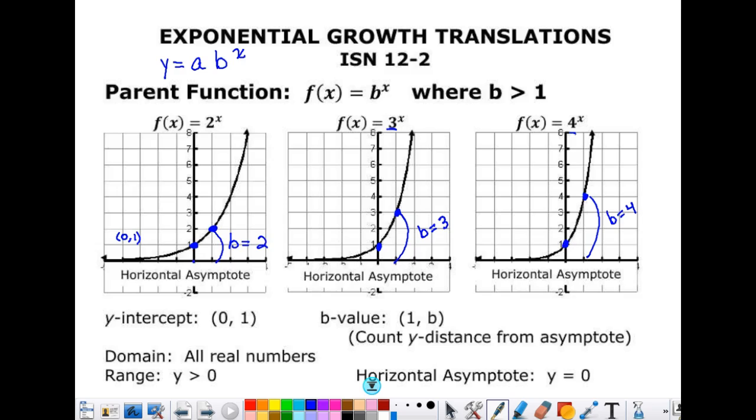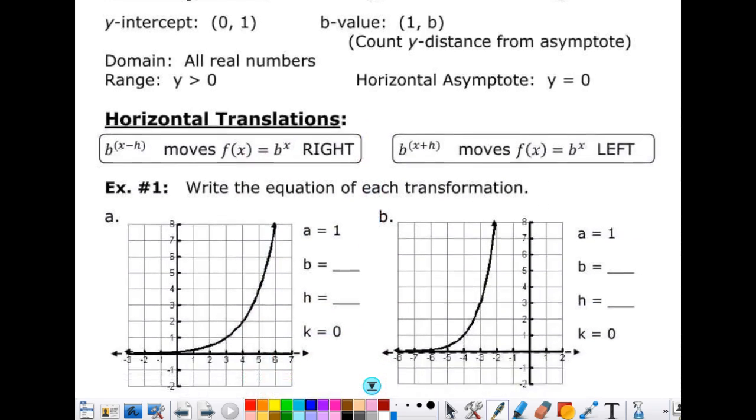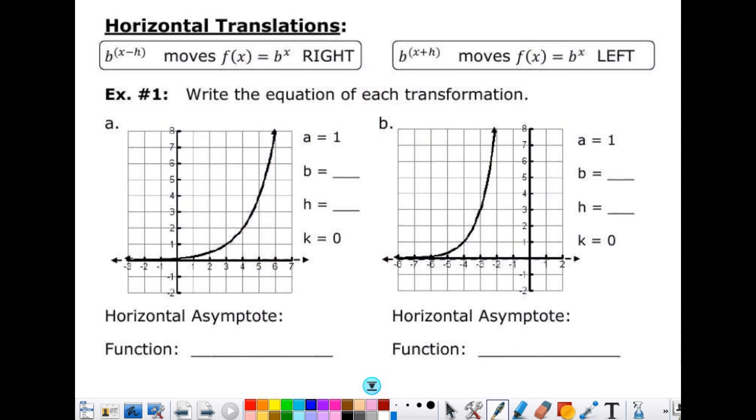So this one hasn't been pushed up or down. The horizontal asymptote is right here on the x-axis. You just can't see it. Okay? Okay. So let's move down here and actually slide this graph to the left or right, the horizontal translations.